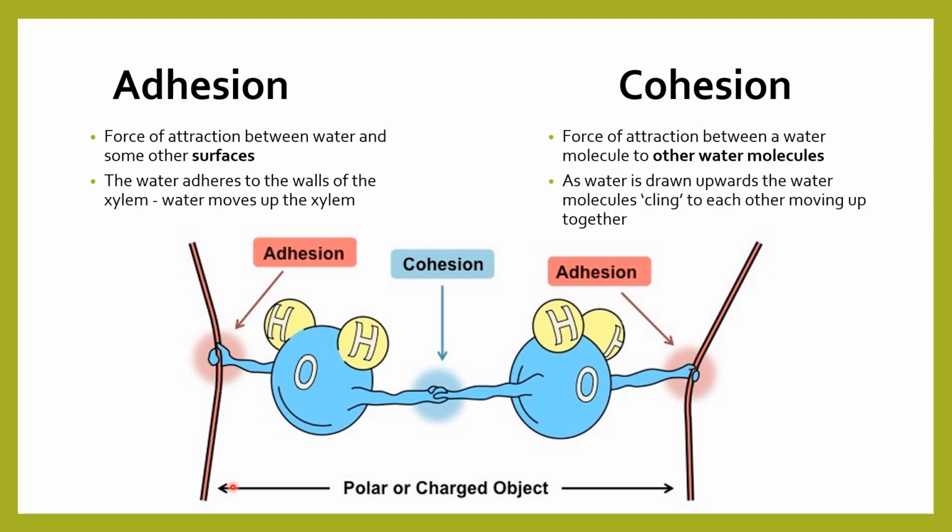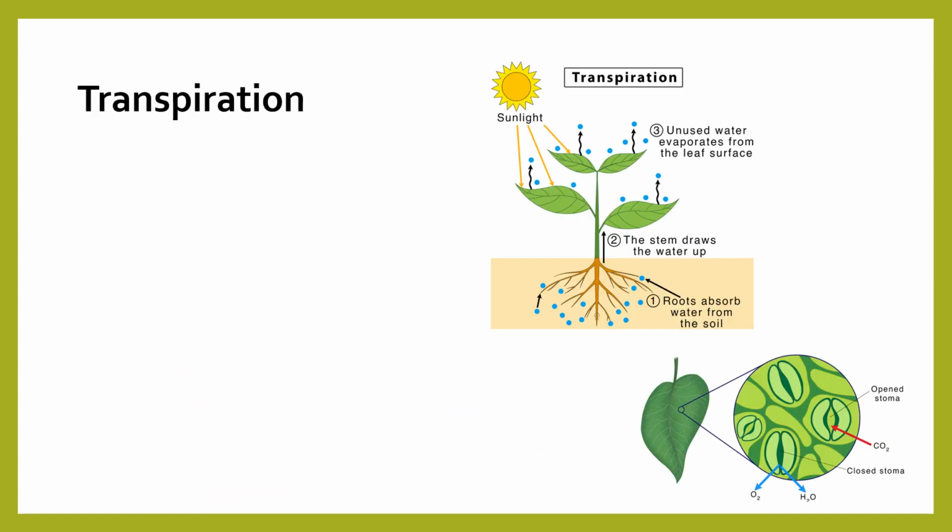And then we also have cohesion. So that's the attraction between water molecules. And as water molecules move up the xylem, the water molecules underneath it get pulled up because they're all attracted to each other and they move together up the xylem.